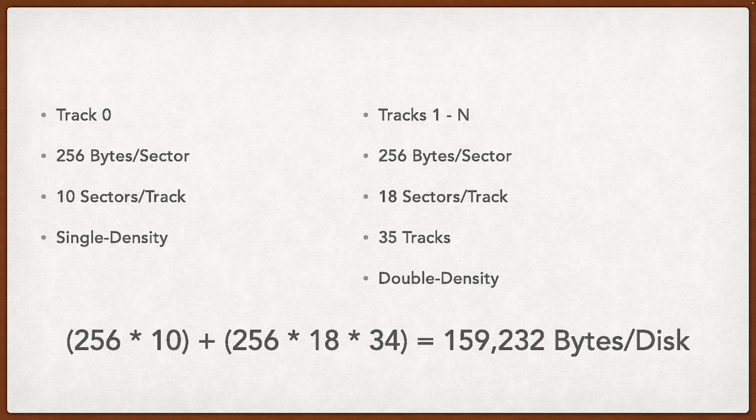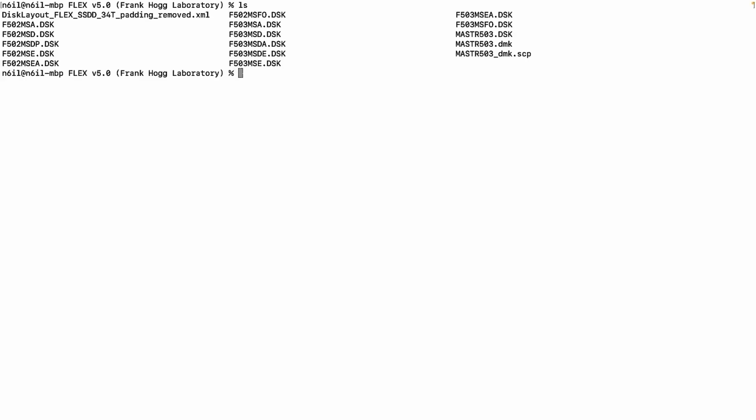So to sum this up, we use the HxC floppy emulator tools to create a disk image very similar to this one. Track 0 has 10 sectors, as we saw, and all the remaining tracks have 18 sectors. In this particular case, it only has 34 tracks. I have 35 in this example. But this is a restoration process that you guys can use if you want. I can give out the required XML files. Now that we have our DMK image, we can actually use it.